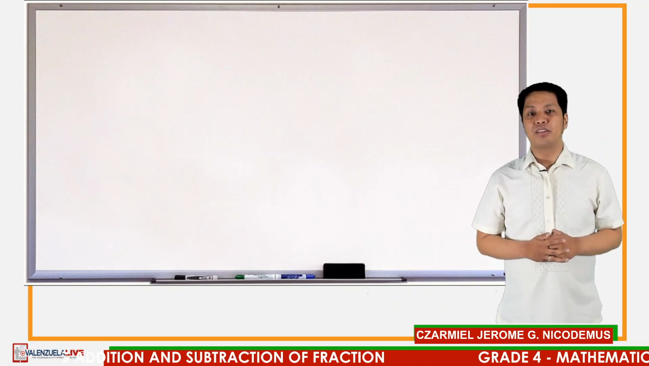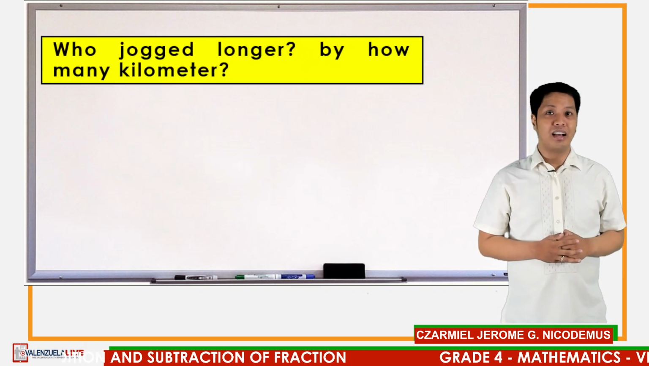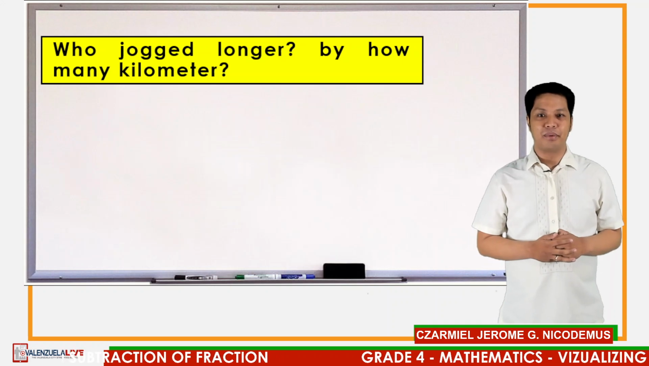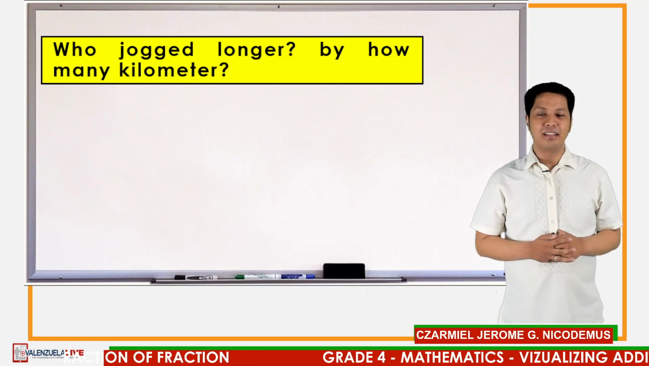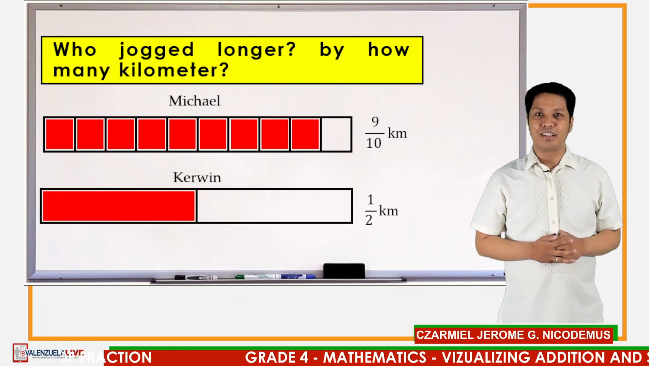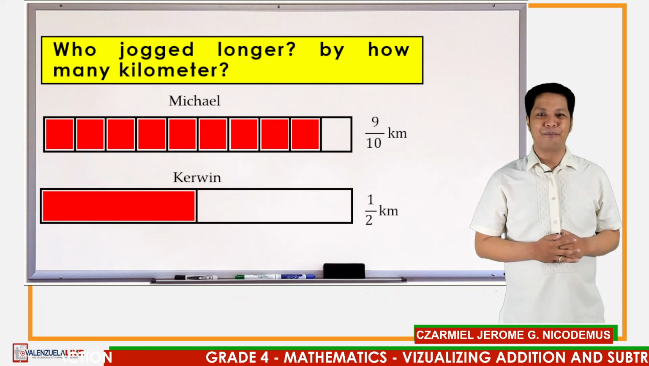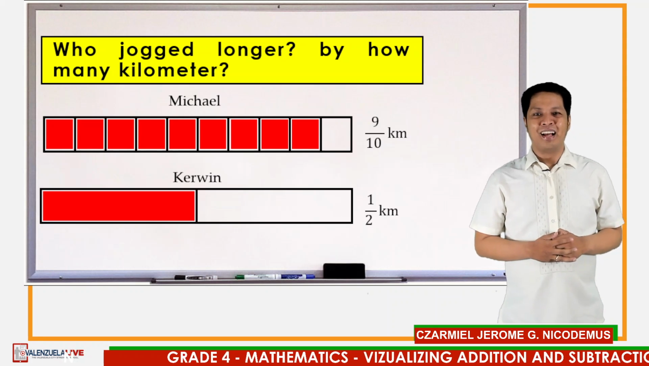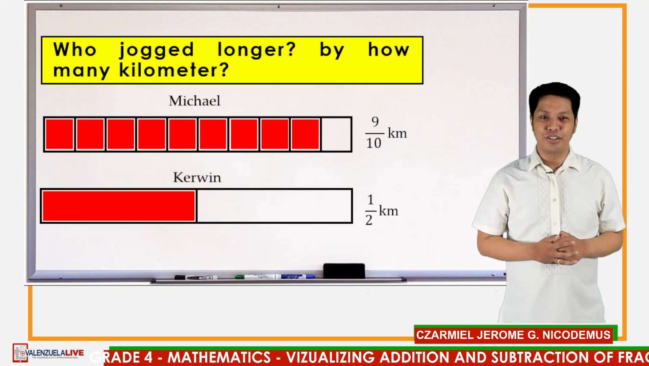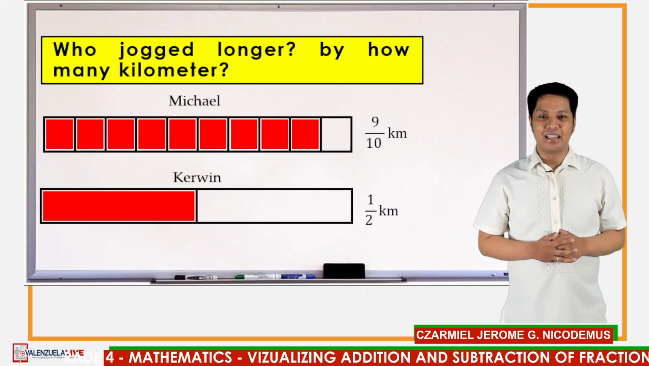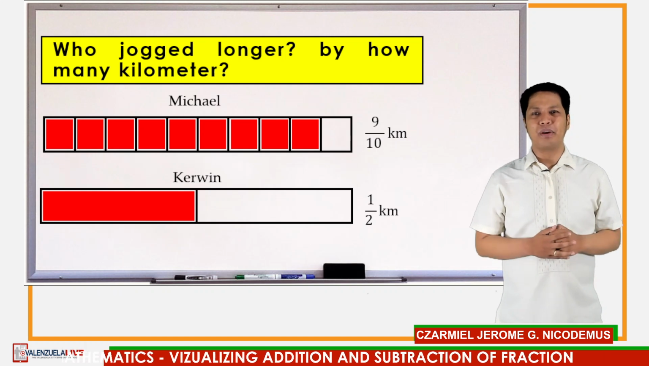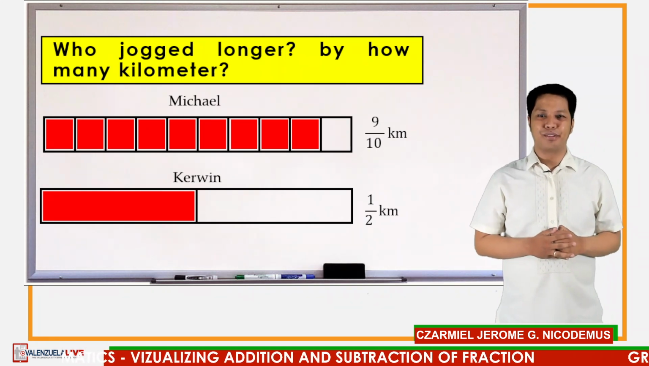First, we need to determine who jogged longer, and by how many kilometers. Michael jogged 9/10 kilometer and Kerwin jogged 1/2 kilometer. The illustration shows us that 9/10 is longer than 1/2, so Michael jogged longer than Kerwin. But by how many kilometers?